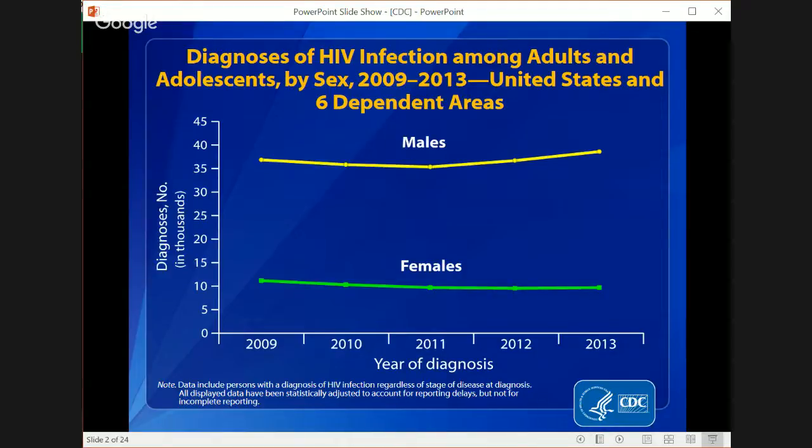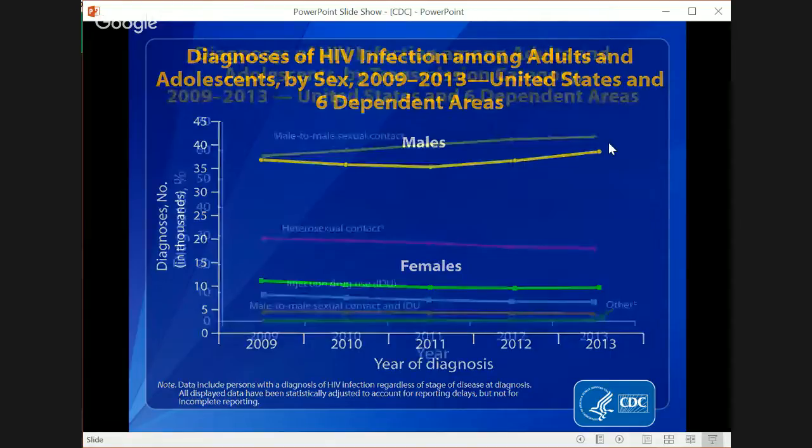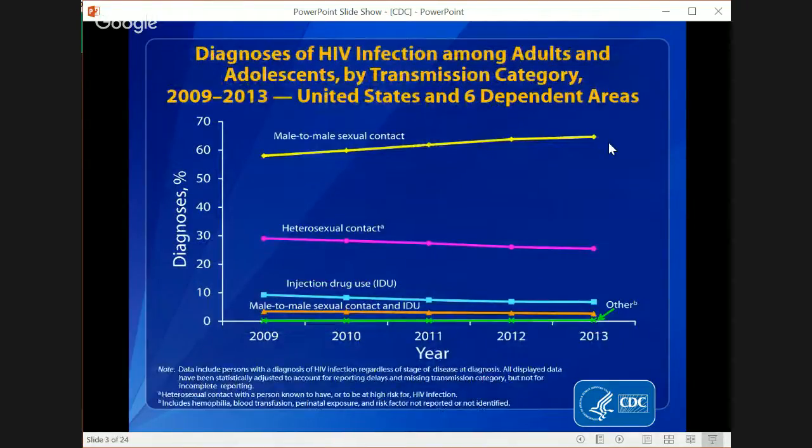And what you see is a slight decrease in the number of diagnoses for females, and for males, around 2011, we actually have a slight increase. Now another person characteristic, this is by transmission categories. So we see overall the proportion of diagnoses is decreasing in all groups. HIV that's transmitted via heterosexual contact, via injection drug use, all of these are decreasing except for male-to-male sexual contact.